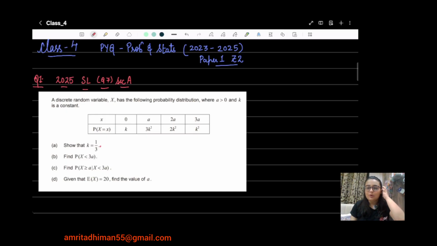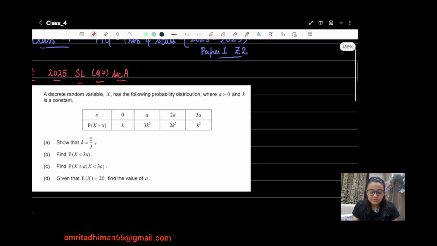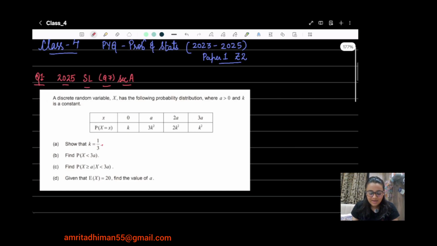This is my class 4 where I'm going to discuss the PYQ of probability and statistics from 2023 to 2025, where I'm going to cover the questions from Paper 1 Zone 2. So this is question number 1 which I have taken from 2025 SL Section A.